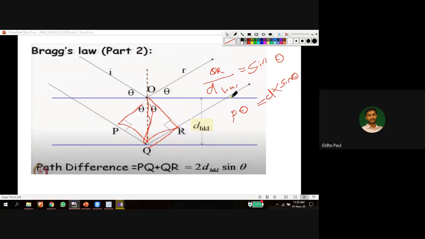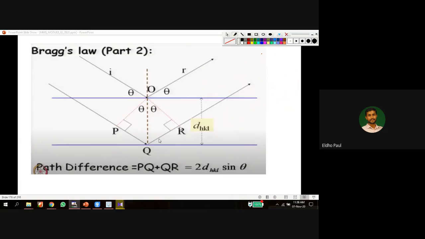Okay, so QR equal to, from this we got QR equal to D sin theta. So by adding these two, we got QR plus PQ equal to 2D sin theta. Okay, QR plus PQ is equal to 2D sin theta. So from this, what is PQ and QR?